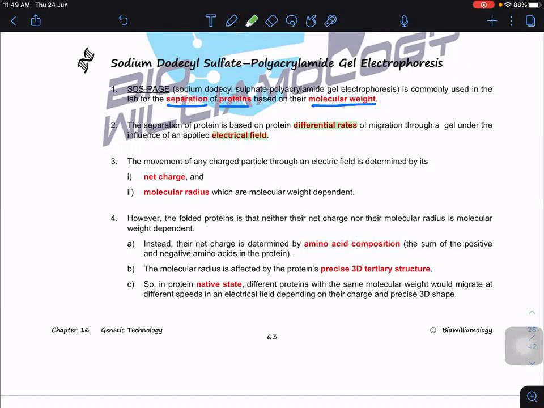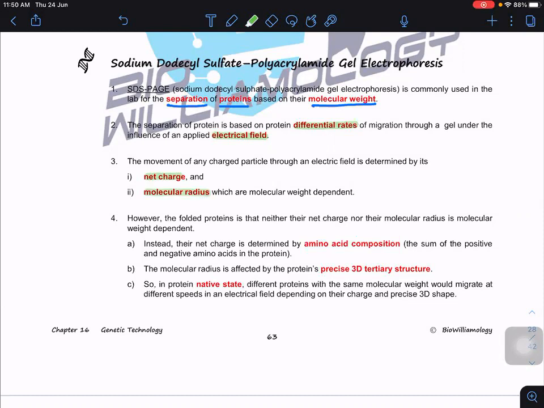The movement of any charged particle through the electric field is determined by these two items: net charge, whether they have charge or not. If they don't have charge, they stay, right? Try to imagine that I don't have any charge, so I won't move to the positive end, and I won't move to the negative end. And also the molecular length or molecular radius.